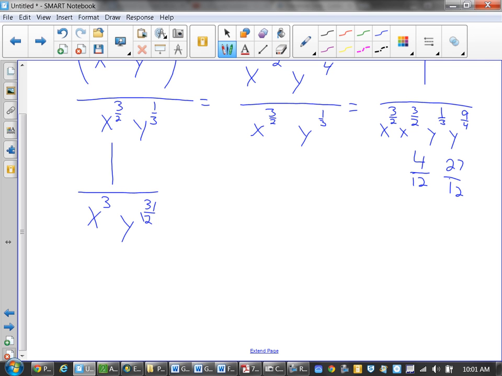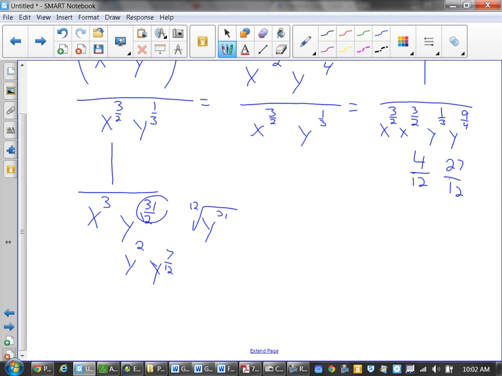Now, at this point, just a quick little subset here. This is the 12th root of y to the 31st. Do you agree? All right. If I simplify that, 12 goes into 31 how many times? Twice. How many are left over? 7. So this is y squared, and then y to the 7/12. You okay with that?